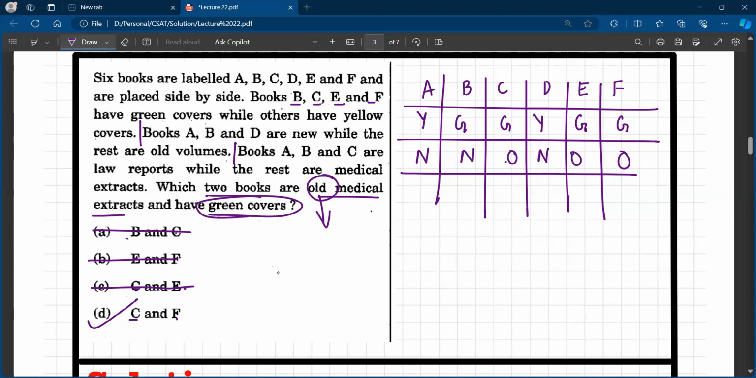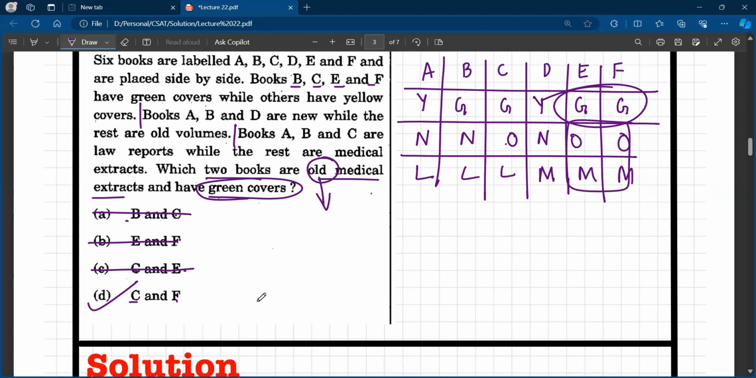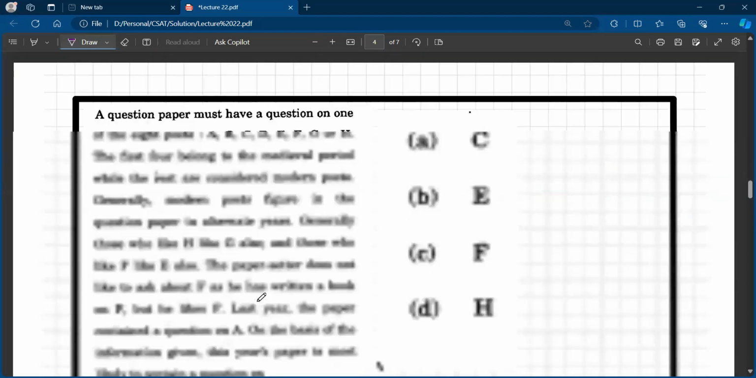A, B, C are law reports, while these are medical extracts. Question has asked you old medical extracts having green cover. Old medical having green cover. So your answer is D. Coming to the next problem.